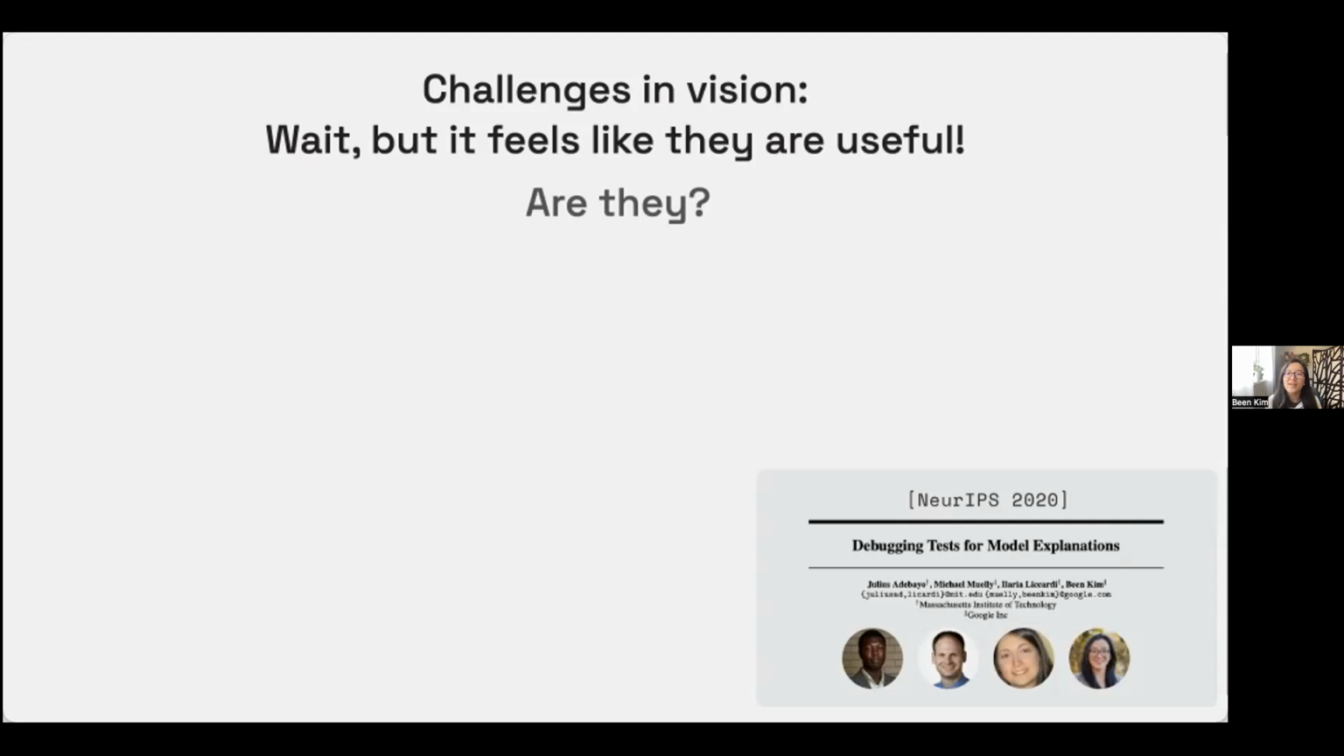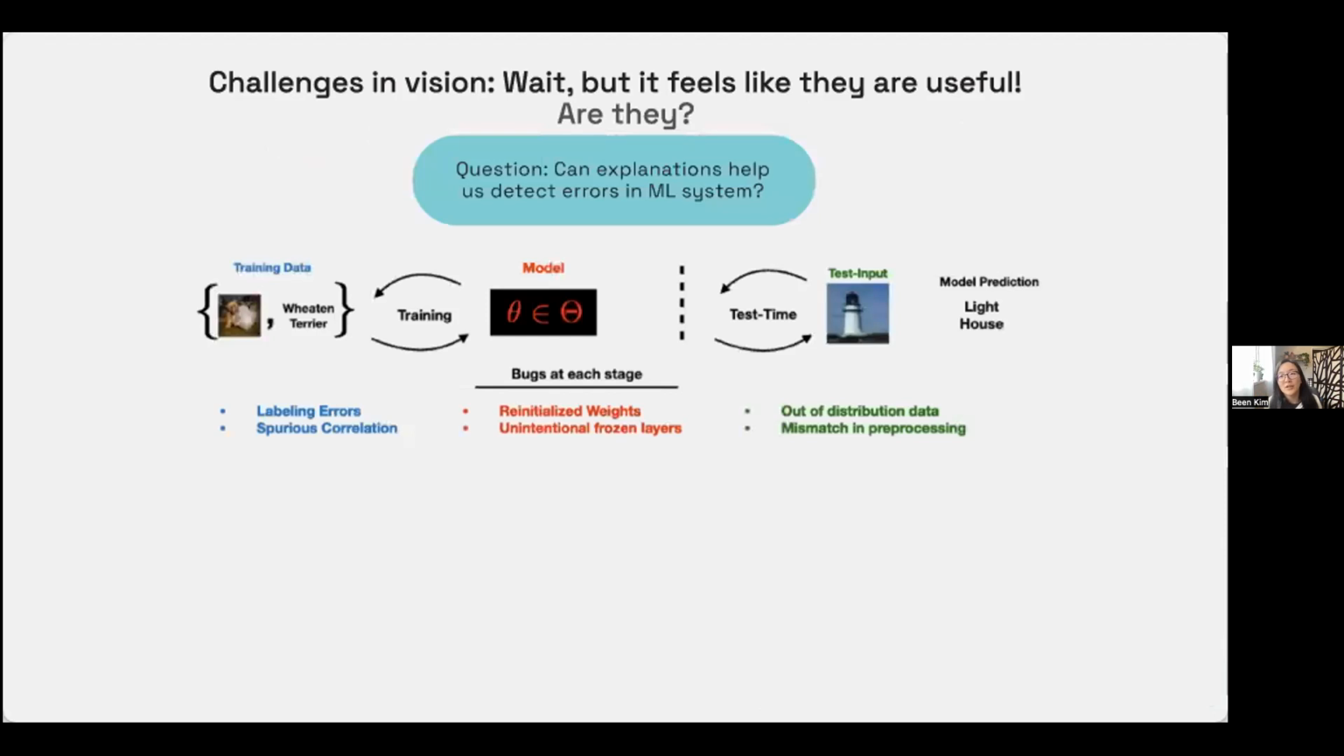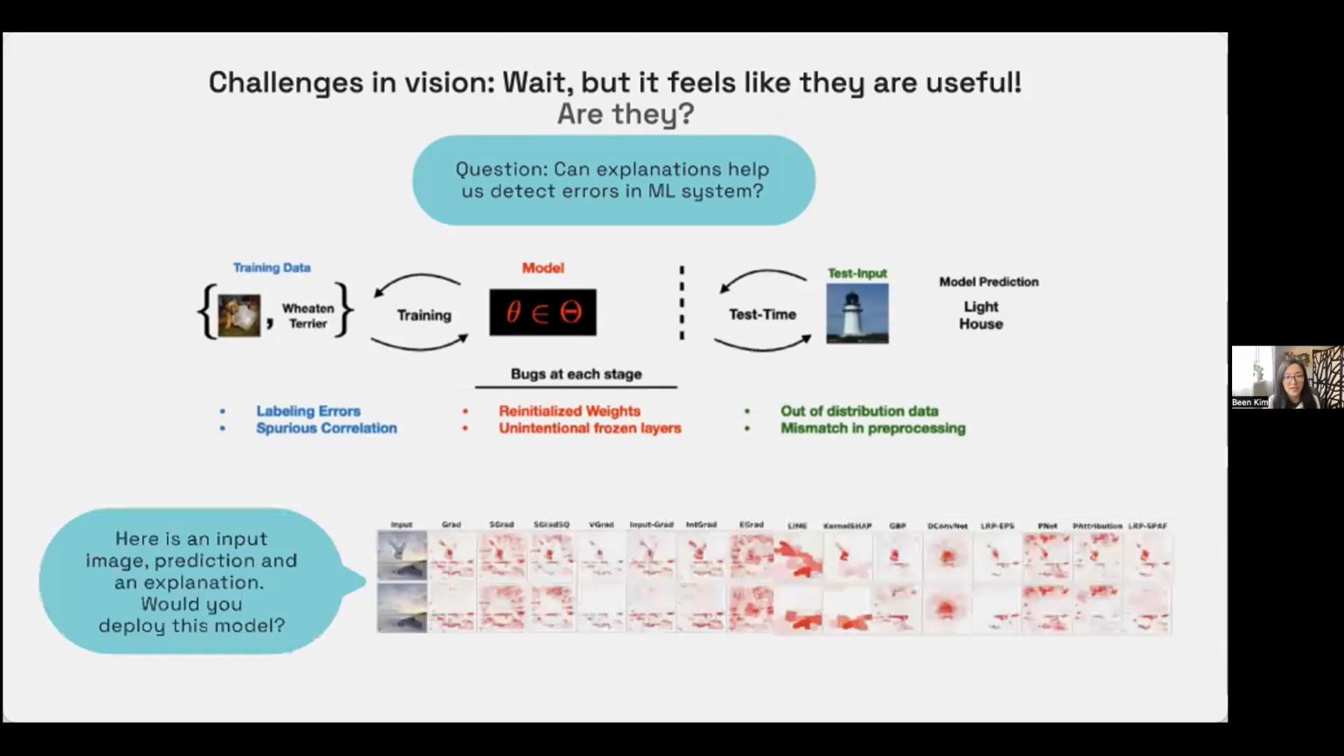So you may ask, why does it matter that we interpret these explanations? At the end of the day, the goal of explanation is to be useful for some end task. So are they useful? In this work, our question was to see if explanations can help detect errors in a machine learning system. Pretty common things like labeling errors or spurious correlation at training time, or maybe out of distribution or mismatch in pre-processing at test time. To test this, we intentionally injected errors of such kinds into the system.